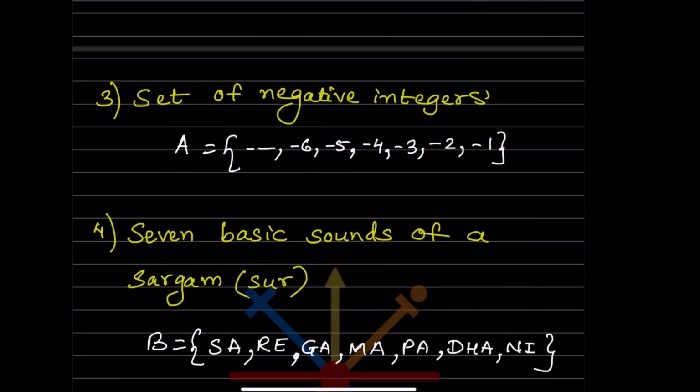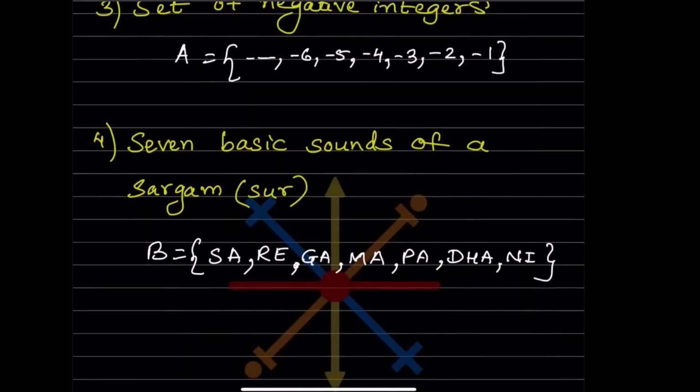So the set of negative numbers. We can just write the set of negative numbers. We can put a dash over here and a few numbers over here: -6, -5, -4, -3, -2, and -1. You can put any numbers over here. So these are the set of negative integers.